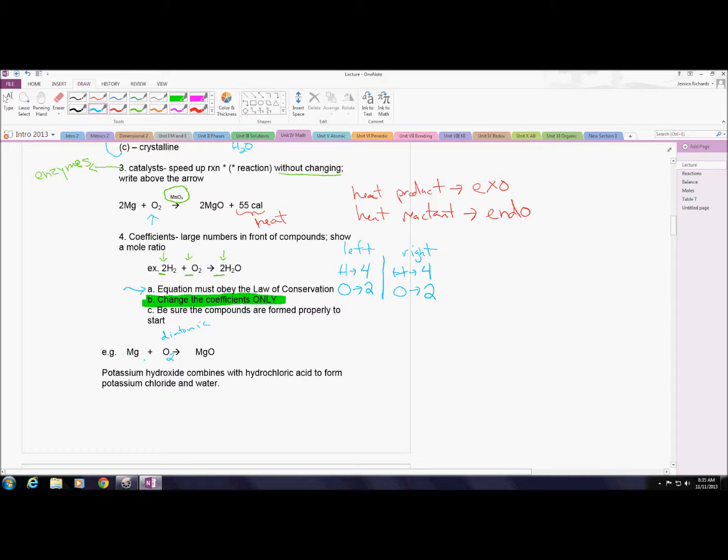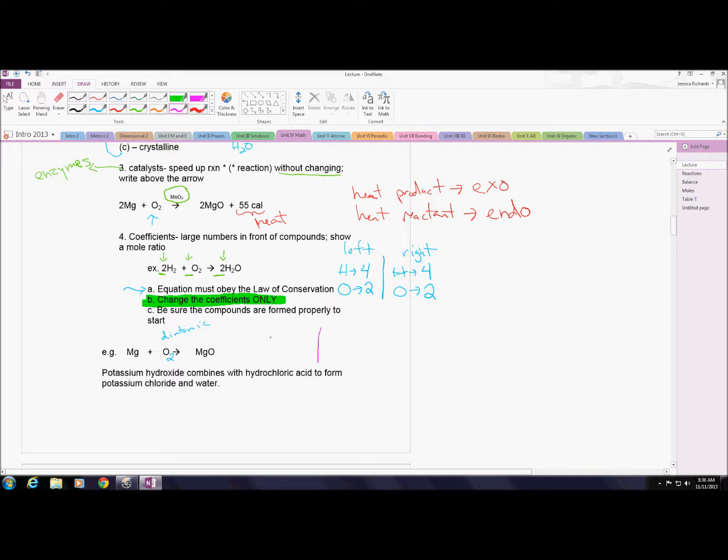If you are writing equations for me and you're unsure, you're making up the symbols yourself, before you try to balance it, bring them to me and have me check to see if you form the compounds correctly in the first place. If you don't form the compounds correctly in the first place, you're never going to get the proper equation.